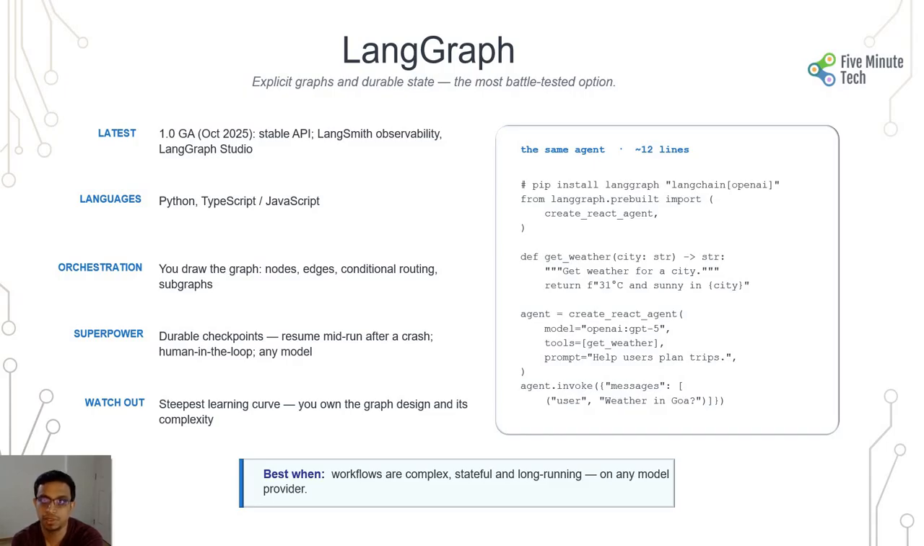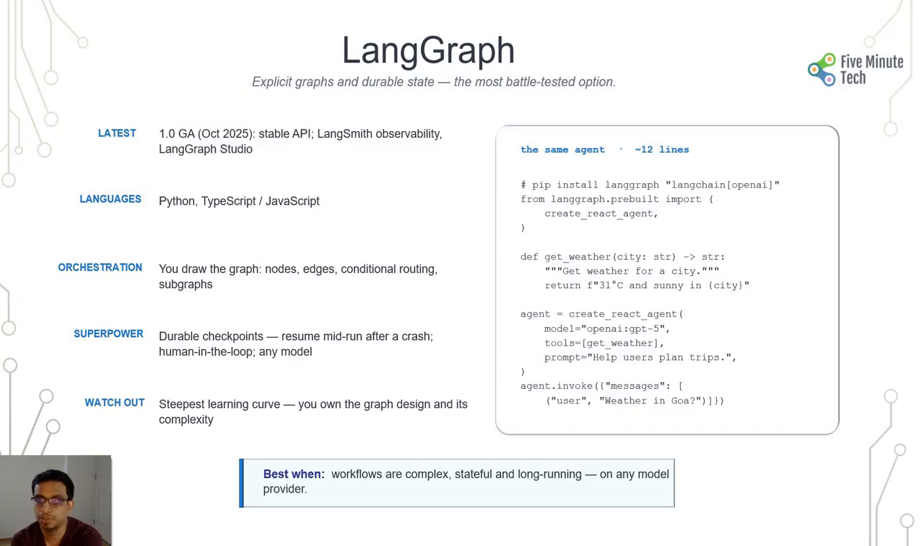The watch-out in LangGraph would be the steepest learning curve. You own the graph design and its complexity, and you work with it. It is best when you have workflows which are complex in your enterprise, stateful, and long-running. And it runs on any model provider, irrespective of whether it is Gemini, OpenAI, or any other model.